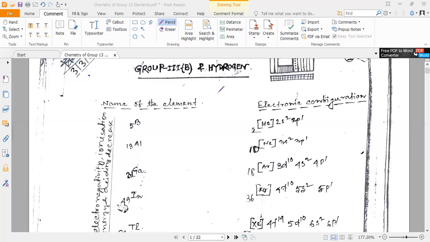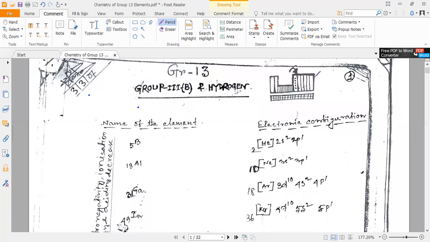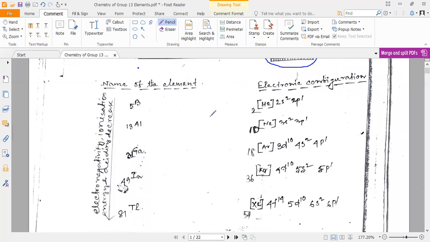Before starting today's topic, you first have to know the basics of the periodic table. As you know, the periodic table consists of s, p, d and f block elements. Now these group 13 elements belong to the p block. This group 13 contains boron, aluminium, gallium, indium, and thallium.